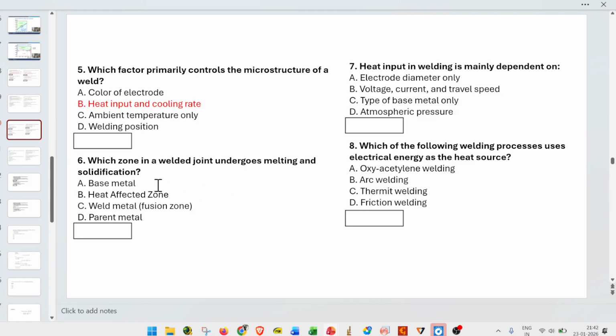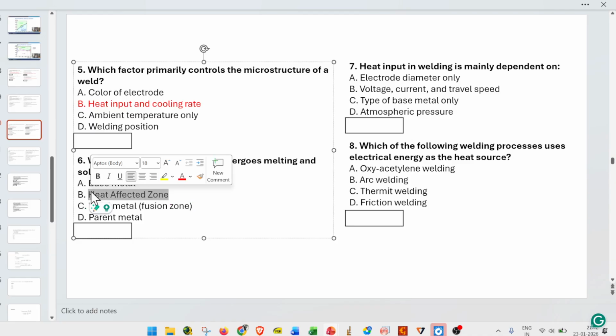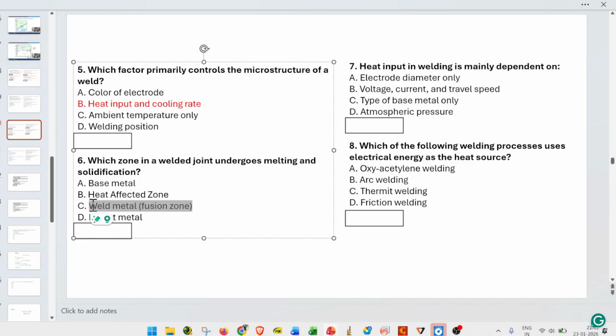What are the options I have given? One is the base material, which zone undergoes the melting and solidification. Definitely the base material does not. And the heat affected zone reaches above recrystallization temperature, but it will not get melted. Next is the welded metal, the region where the fusion is taking place, and parent material is nothing but the base material. So the answer will be the welded metal.